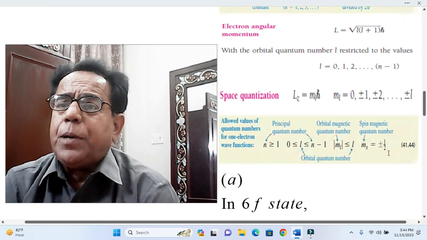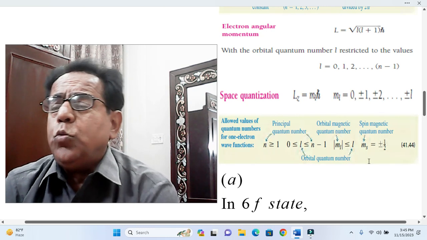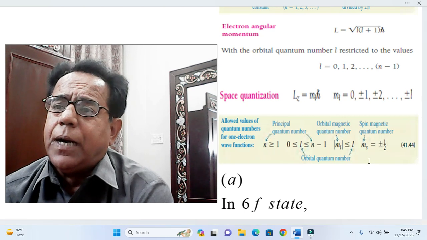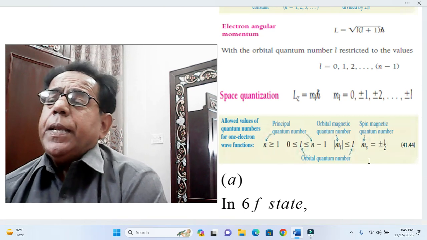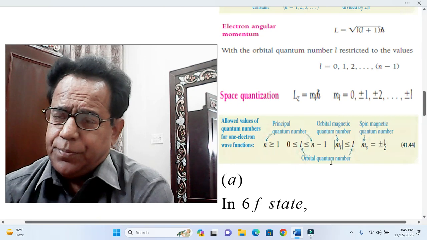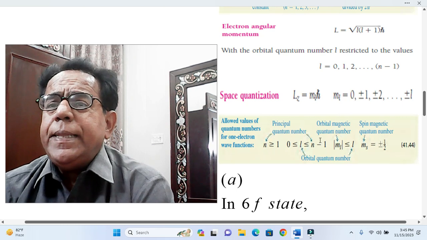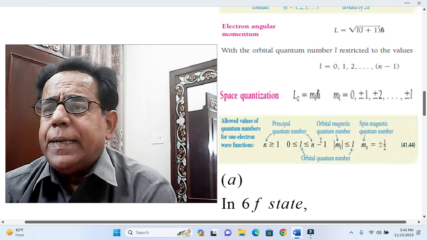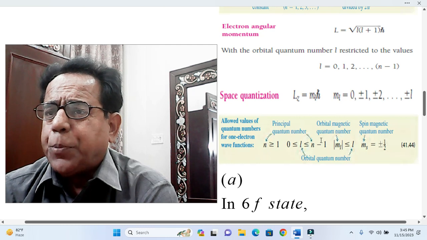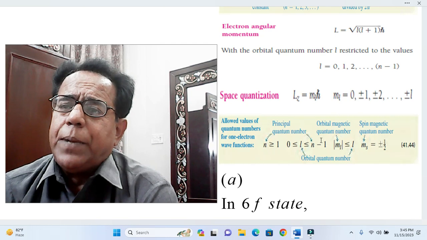The next snapshot is about electron angular momentum. Capital L is equal to under root l into (l plus 1) times h bar, where h bar is outside the square root, with the orbital quantum number l restricted to the values l equal to 0, 1, 2, 3, 4, 5 and so on up to n minus 1. So l varies from 0 to n minus 1.